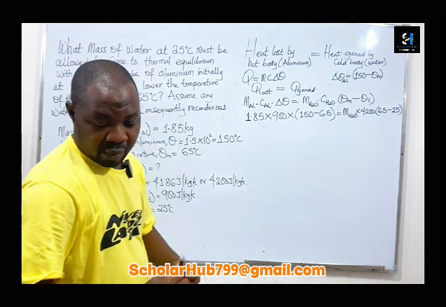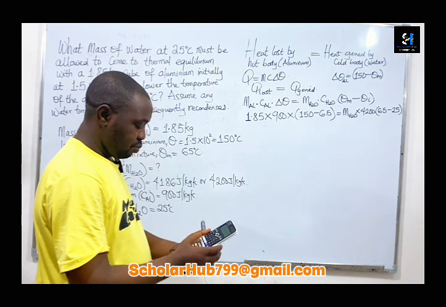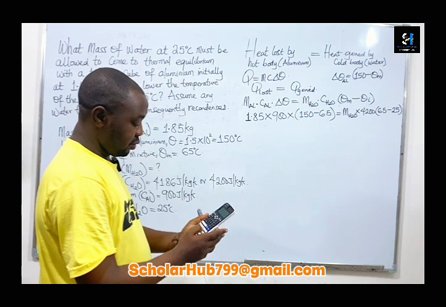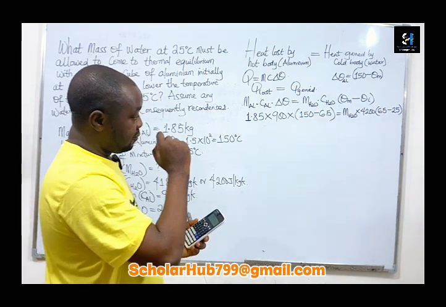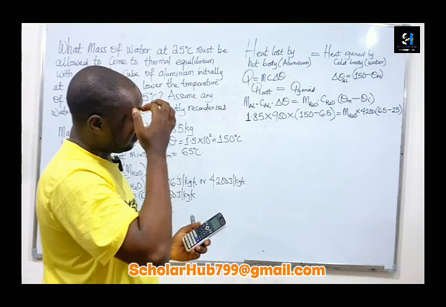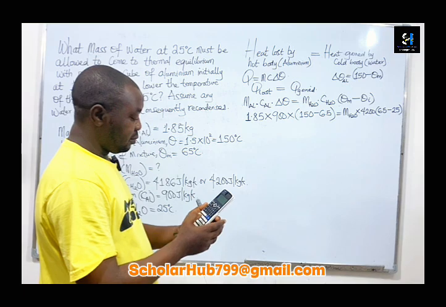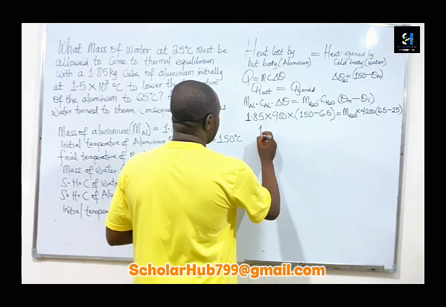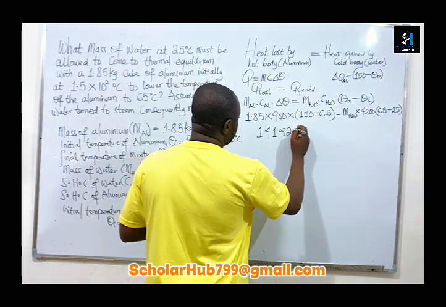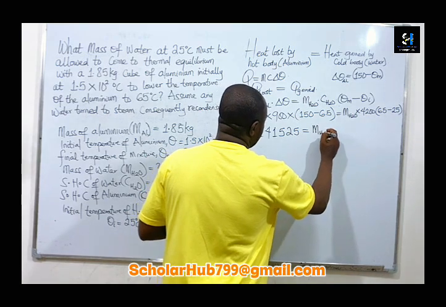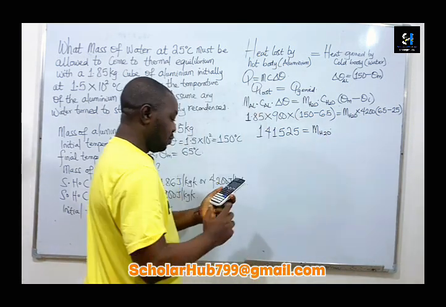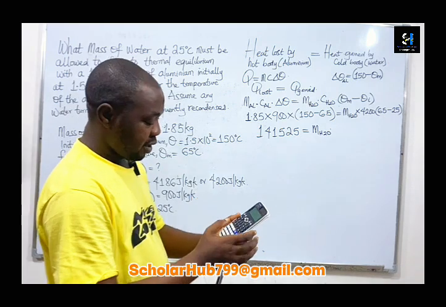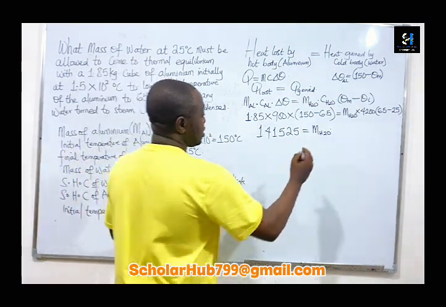Let me multiply 1.85 by 900, then multiply by 150 minus 65, that will be 85. So that will be 141525. This equals the mass of water multiplied by 4200, multiplied by 65 minus 25. That will be 40.